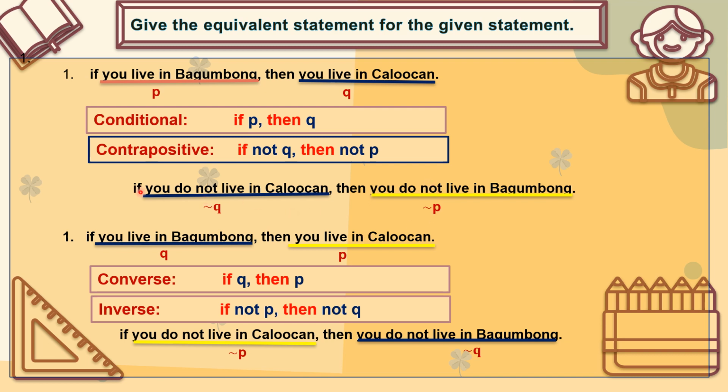Katulad dito, ang lumabas sa contrapositive, if you do not live in Caloocan, then you do not live in Bagumbong. So, dito rin sa inverse, same statement lang din lumabas. If you do not live in Caloocan, then you do not live in Bagumbong. So, pareho lang po.